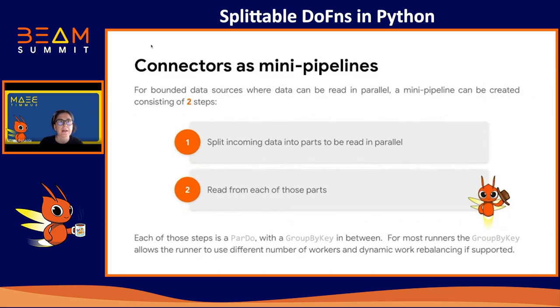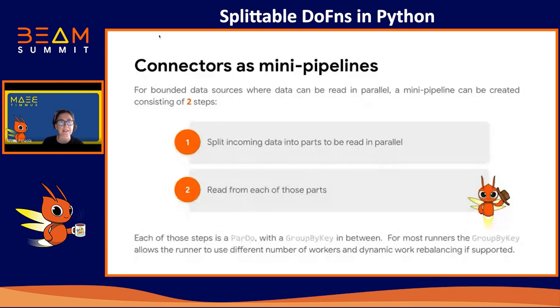If we take the simple use cases where we were building connectors as mini pipelines, they generally consisted of two ParDo transforms. One was splitting the incoming data from the source into parts, and another one was reading those parts in parallel. In between the two ParDos, we were wedging a GroupByKey transform to allow a different number of workers for the first ParDo, the one doing the split, and the one doing the read. Very simple, right?